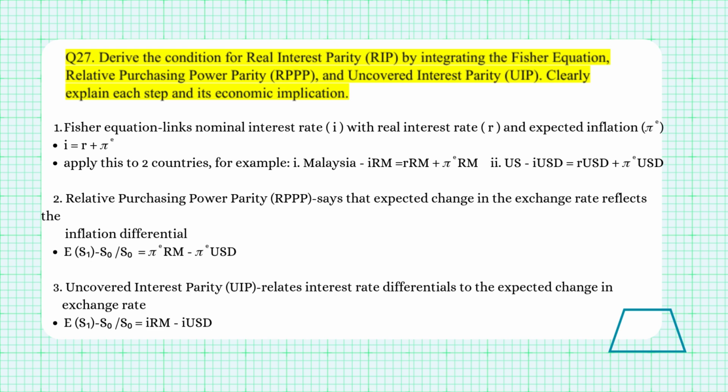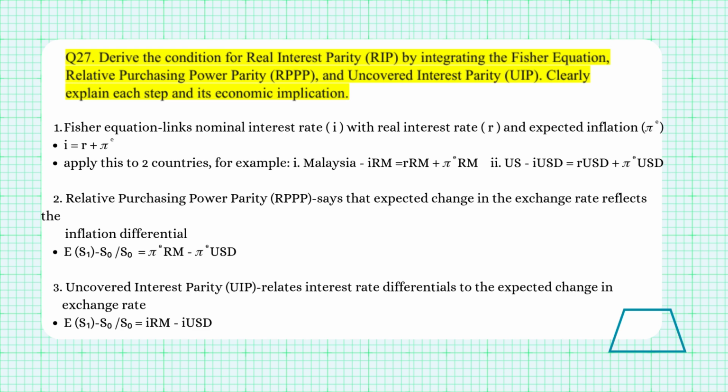So question 27, derive the condition for real interest parity by integrating the Fisher equation, relative purchasing power parity, and uncovered interest parity. Clearly explain each step and its economic implication. So for the first one, the Fisher equation, it links the nominal interest rate with the real interest rate and expected inflation. So this is the formula i equals r plus expected inflation, and we apply this to two countries, for example Malaysia and the US, as you can see I've written down in these slides.